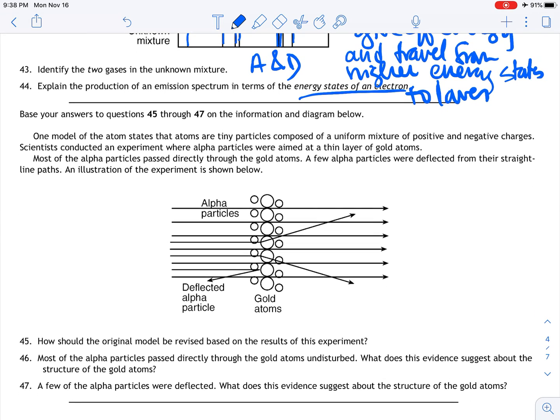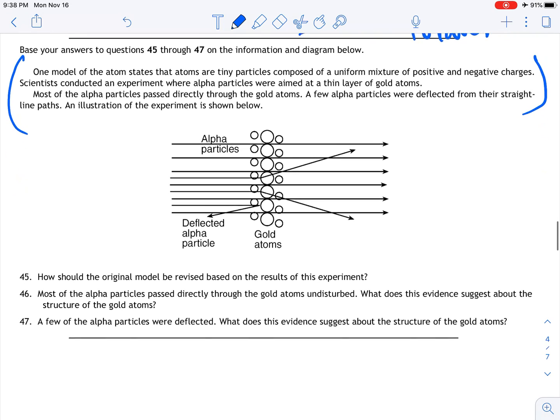One model of the atom states that atoms are tiny particles composed of a uniform mixture of positive and negative charges. Scientists conducted an experiment when alpha particles were aimed at a thin layer of gold atoms. Most of the alpha particles passed directly through the gold atoms. A few alpha particles were deflected from their straight line paths. An illustration of the experiment is shown below. I just gotta say, if you don't read the writing here, if you just skip that, you might miss something. So always read it.